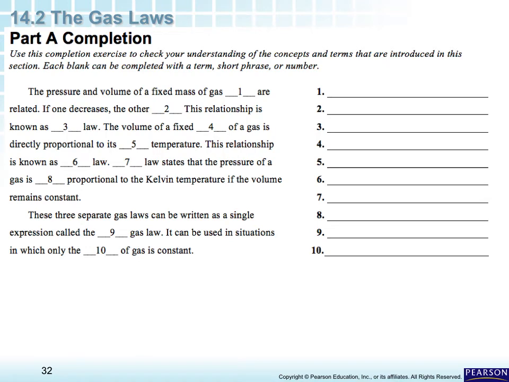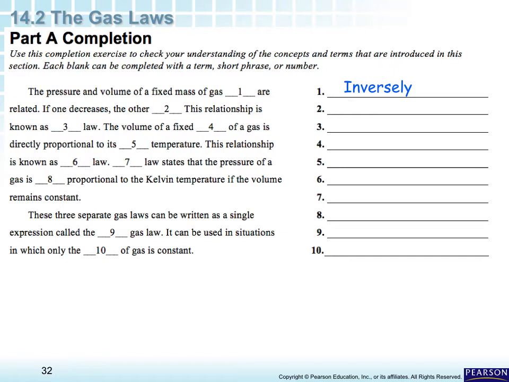The pressure and volume of a fixed amount of gas are inversely related. We said that because as the pressure goes up, the volume goes down, and as the volume goes up, the pressure goes down. Think about it. When you have a smaller volume, you've got more collisions, more pressure.